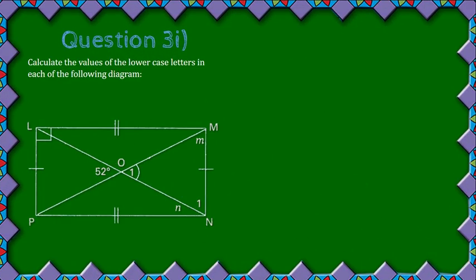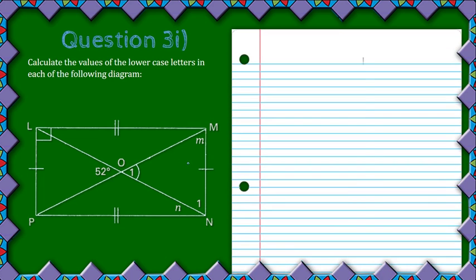Question 3I. Calculate the values of the lowercase letters. Right, so here we have M and N to calculate. And start by writing statement and reason. So starting with M, we see that it's in this triangle, and if we look at what we are working with, we can see that we're working with a rectangle because this is a right angle, and we see that the opposite sides are also equal. So what else do we know from a rectangle is that the diagonals are equal. So LN is equal to MP, and they bisect.